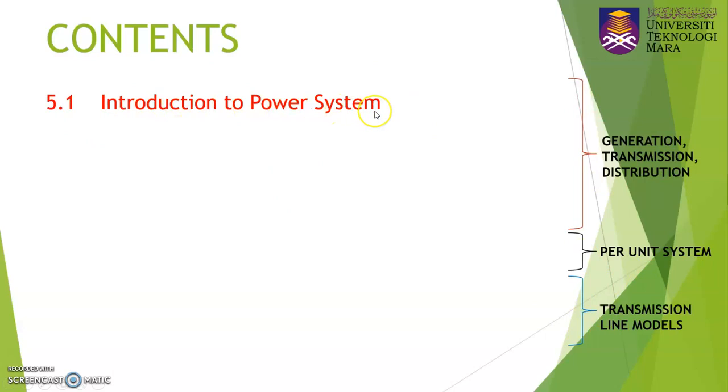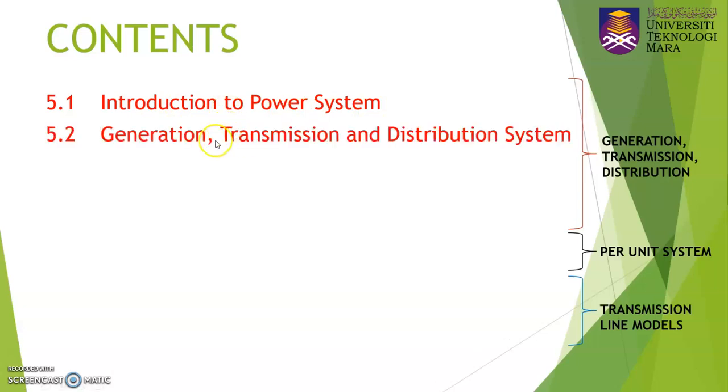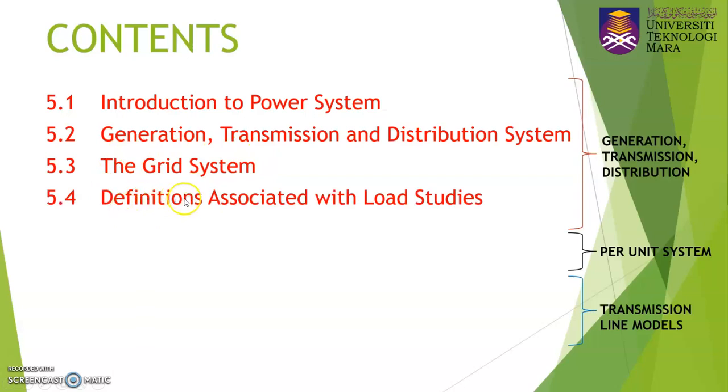For the first part, GTD, the first subchapter that we are going to go through is the introduction to the power system. In this subchapter, we are going to see the definition of the power system and the components inside the power system. Then we continue with the concept of the generation, transmission and distribution system. We are going to see what types are available for the power station in the generation, how many types of transmission line, and the different types of distribution. We will follow it with the grid system, then the definitions associated with load studies. Finally we are going to see the concept of the single line diagram.